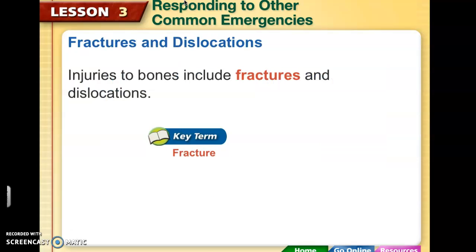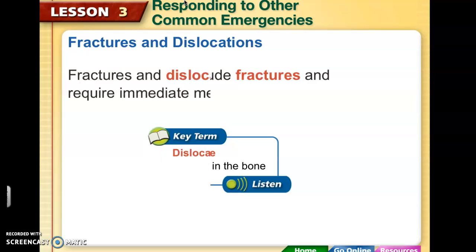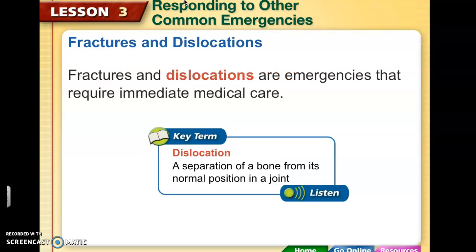So fractures and dislocations: a fracture is a break in the bone, and a dislocation is the separation of a bone from its normal position in a joint. Of course, it's going to require immediate medical care.